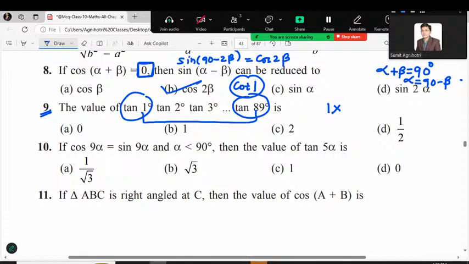Similarly, tan 2 and tan 88. Tan 88 is cot 2. That becomes 1. Similarly, tan 3 and tan 87 is cot 3. Tan 3 into cot 3 is 1. Similarly, we have tan 45 as well, which is 1. All being 1 gives you 1 as your answer, because 1 times 1, even if it goes up to 89 times, you will still get 1.